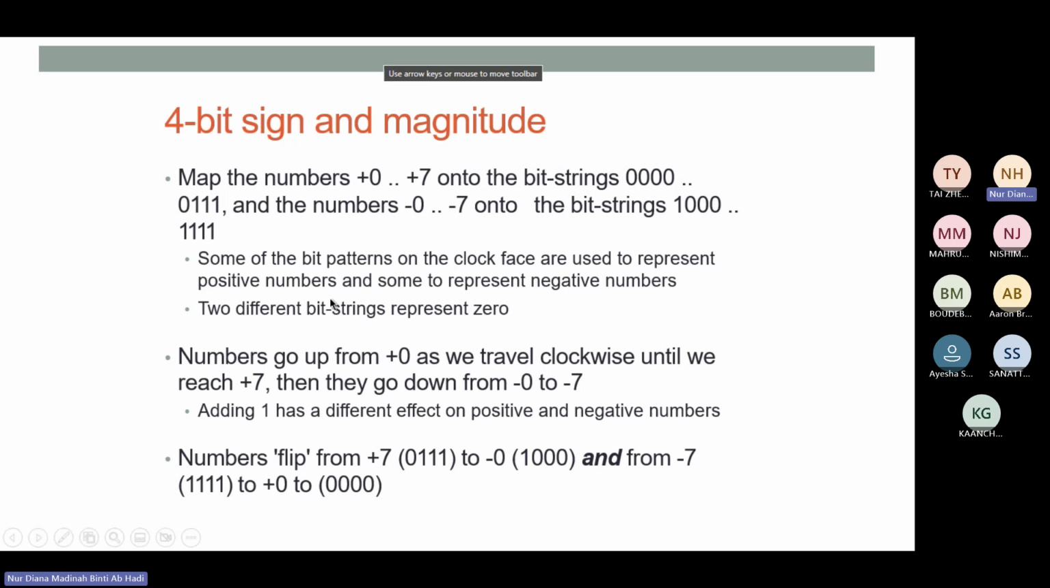So 4-bit sign and magnitude maps your positive numbers into the bit string starting with 0 and numbers of negatives to the bit string starting with 1. So some of the bit patterns on the clock are used to represent positive numbers, some of them to represent negative numbers. Okay, so for the positive, we travel clockwise until we reach positive 7. Then they go down from negative 0 to negative 7. Adding 1 has a different effect on the positive and negative numbers. So numbers flip from positive 7 to negative 0 and from negative 0 to positive 0.